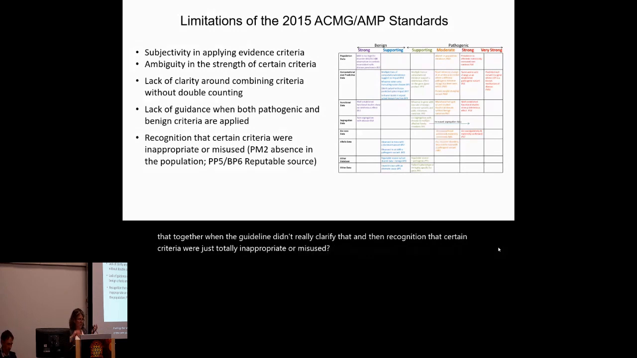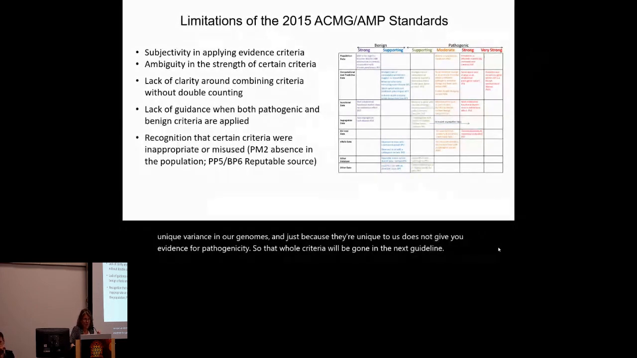One of those being PM2, absence in the population. And we've come to really appreciate that absence really means there's not evidence. You need a population frequency that's consistent with pathogenicity, but simply being absent is not in itself evidence. We all have unique variants in our genomes, and just because they're unique to us does not give you evidence for pathogenicity. So that whole criterion will be gone in the next guideline.